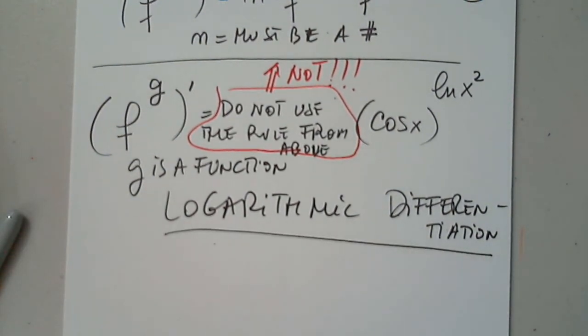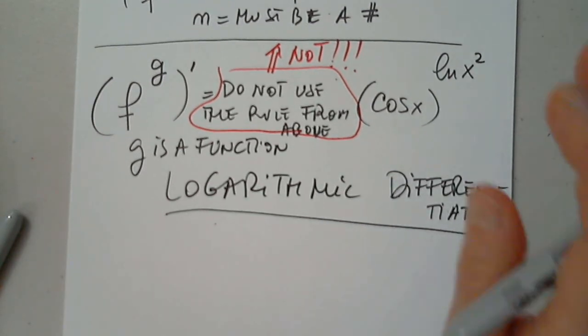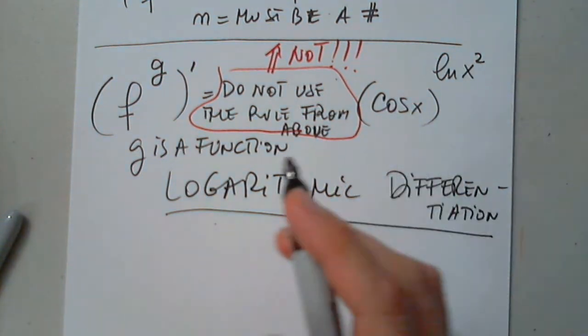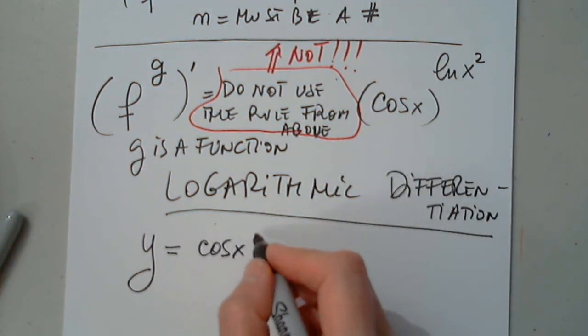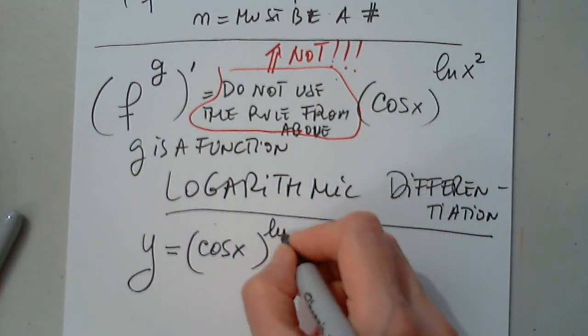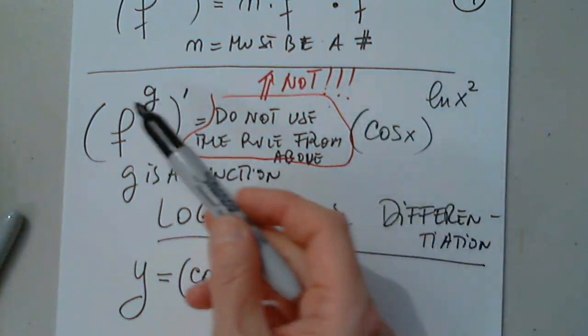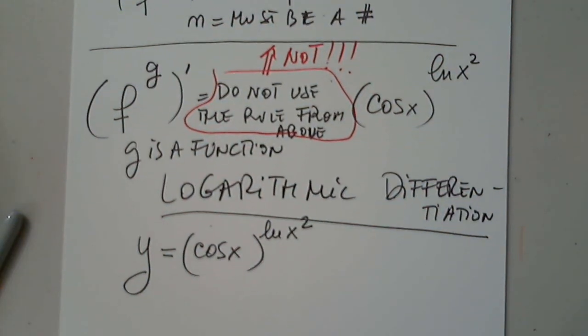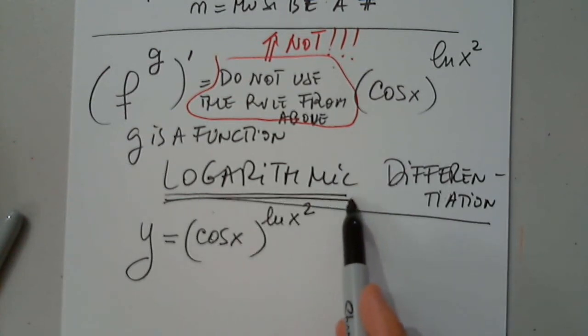Okay, logarithmic differentiation. And you can say, what are you talking about? Okay, here's our function. I just made it up. This is function y. Cosine raised to the power that is a function. The power rule is not applicable. So I will apply log to both sides.